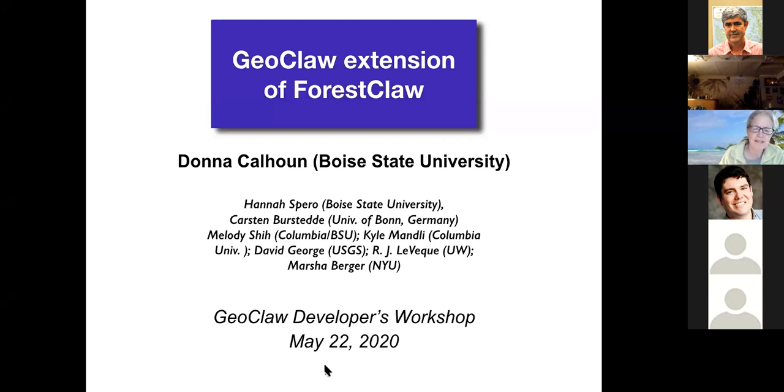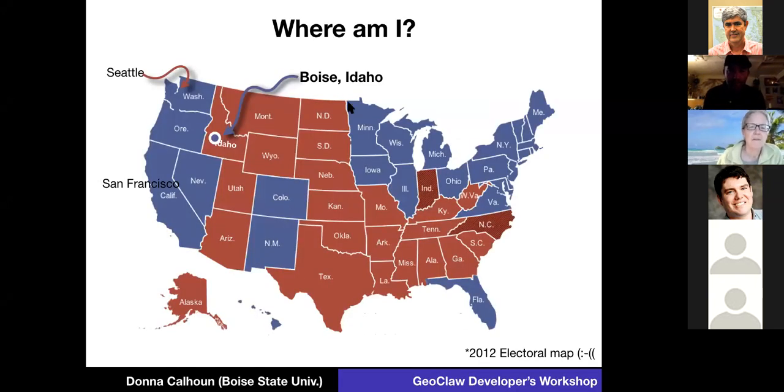Normally when I give a talk, I put the title of the workshop, the date, and then the location. So I wasn't sure where to put the location, but I just went ahead and, there we go, gave you a map. Here I am in Boise. Okay.